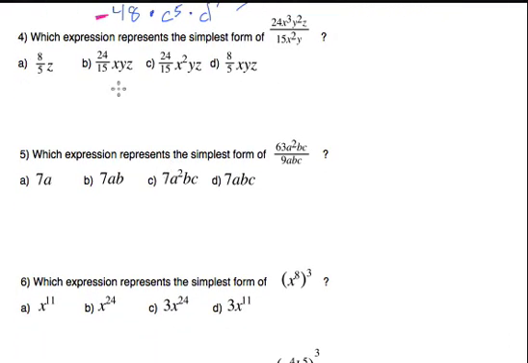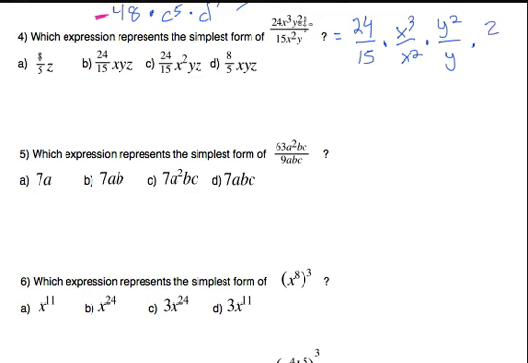All right. Number 4. Which expression represents the simplest form of 24x cubed y squared times z over 15x squared times y? Okay. As we worked on this last week, all of this can be represented by splitting up this big fraction into the product of several different fractions. So we can say 24 over 15 times x cubed over x squared times y squared over y times z.